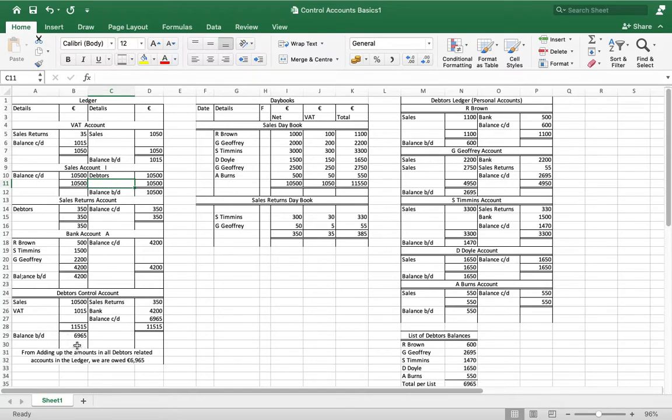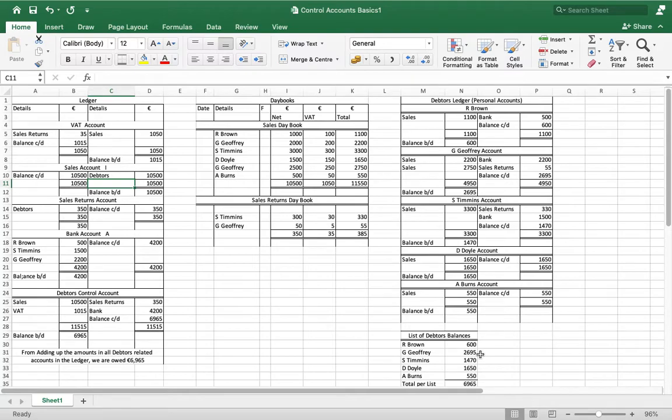Now, what I do separately is I want to see, as a double check, is this number right? And I do this by checking to see, does it agree with the total of what all of my debtors accounts say? So Mr. Orr Brown here, well, 600 after the sales in the bank, this person owes 600. This person has a number of transactions there. When I balance this account, 2695, 1470 for S. Timmons and D. Doyle and A. Burns, there's the amount they owe. I list them there and I have a total figure.